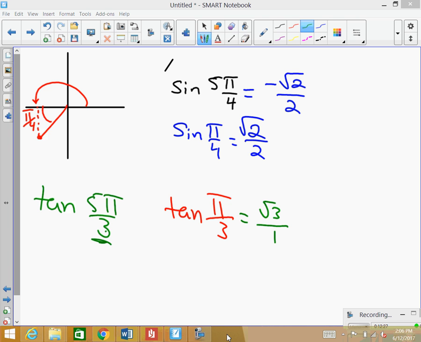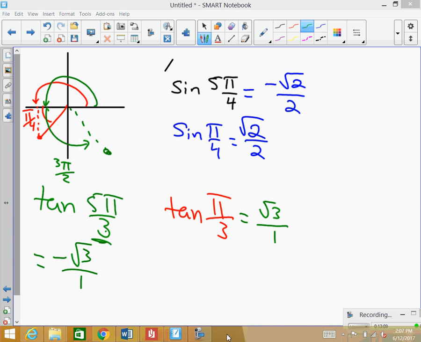So where is 5 pi over 3? We know it's bigger than pi, and then we're going another 2 pi over 3 here, so it's going to be in the fourth quadrant. Since it's in the fourth quadrant, which is the cos quadrant, we know that it's going to be equal to negative root 3 over 1. Because 2 pi over 3 is bigger than pi over 2. So this is 3 pi over 2, and it's slightly bigger than that.